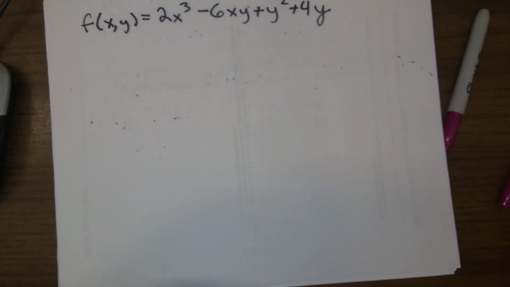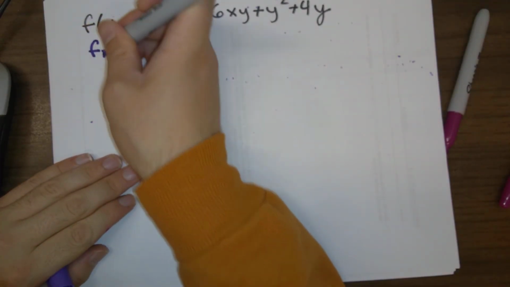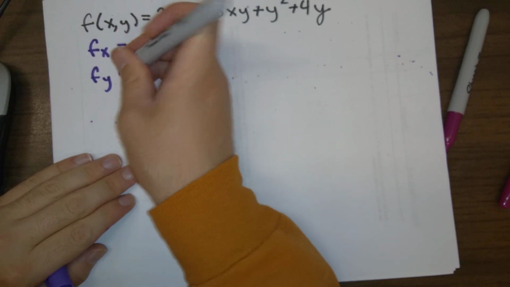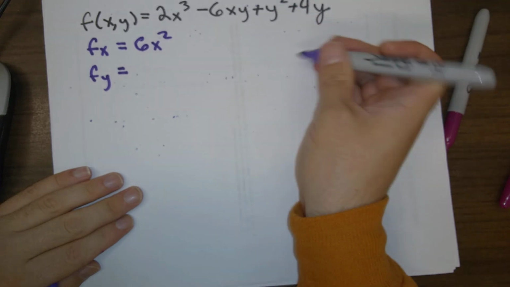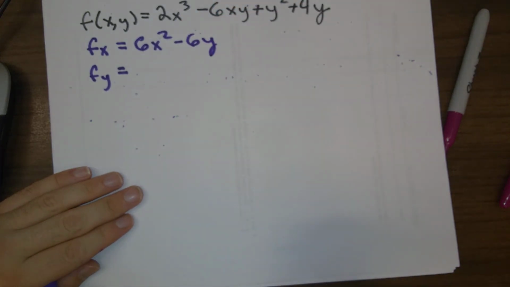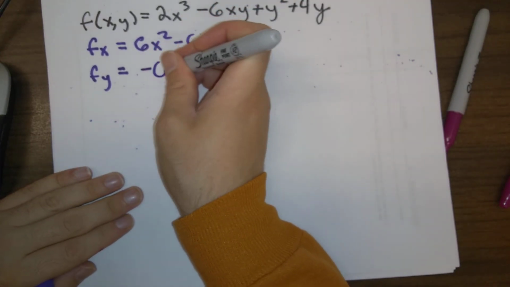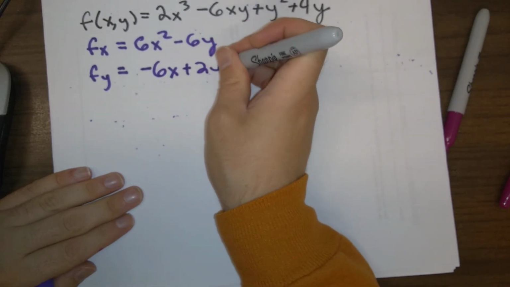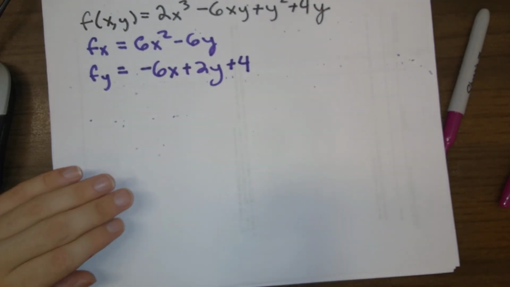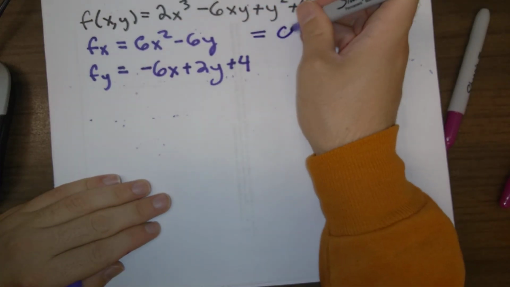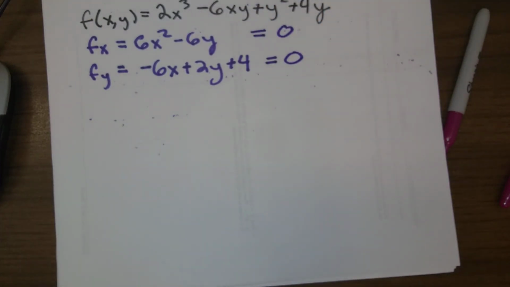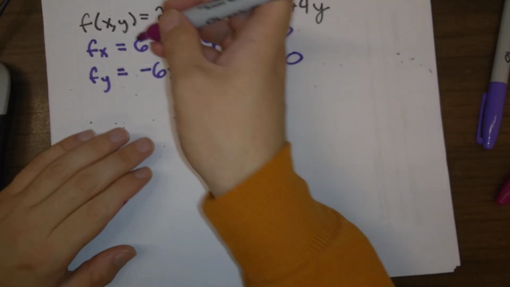We know we want to find critical points, so we need to take a partial derivative with respect to x and a partial derivative with respect to y. The partial derivative with respect to x is 6x squared minus 6y. The partial derivative with respect to y is minus 6x plus 2y plus 4. And so at this point, to find our critical points, we need the x derivative and the y derivative to both be 0.